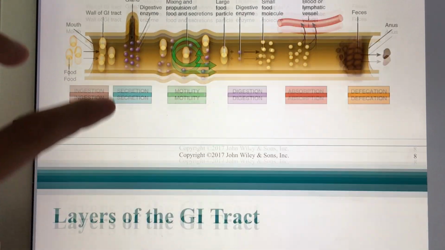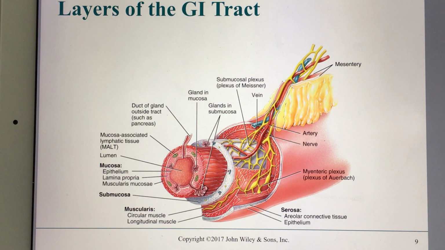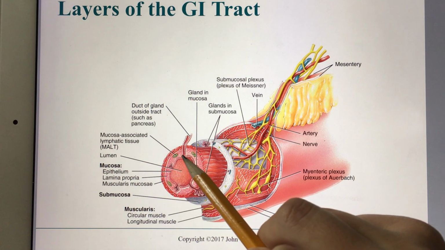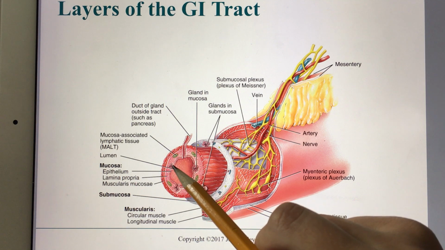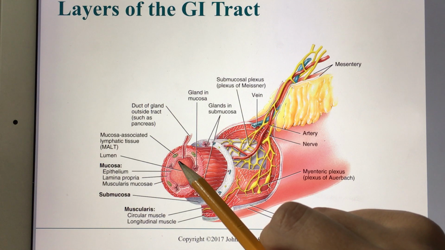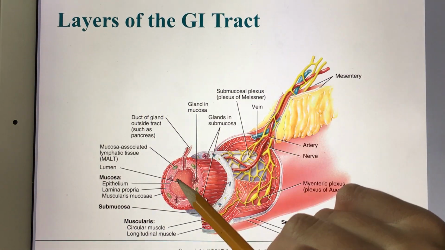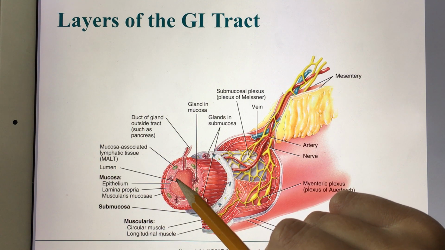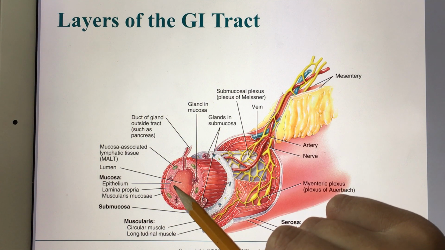Okay, next slide. The next topic is called the layers of the GI tract. This is going to be figure 24.2 in your textbook. What we see in this picture is probably the section of a small intestine. The inside of the small intestine, or actually any parts of the GI tract, will be called the lumen. Lumen is that space that is going to be filled with food that is moved through the digestive tract.